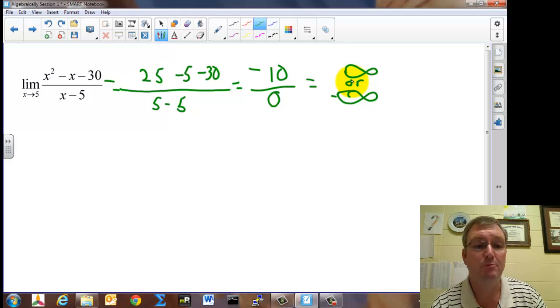But I put this problem here purposely because when you first look at this, you see x minus 5 in the denominator. You think, oh, I can factor this up here as x minus 5, x plus 6, and things will cancel out. But the numerator won't factor like that. So this problem would either be infinity or negative infinity for a solution.